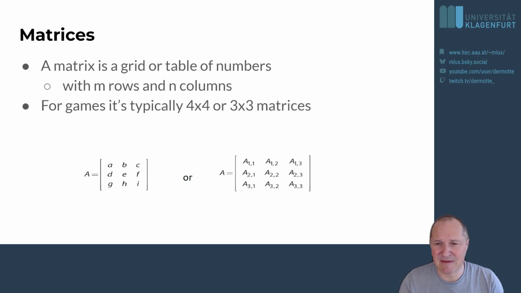A matrix is basically a vector that has an x and a y, so a two-dimensional vector with a lot of numbers, with m rows and n columns. For games, we typically focus on 4x4 or 3x3 matrices, so they are not high-dimensional, just 3 or 4-dimensional. So a common thing.